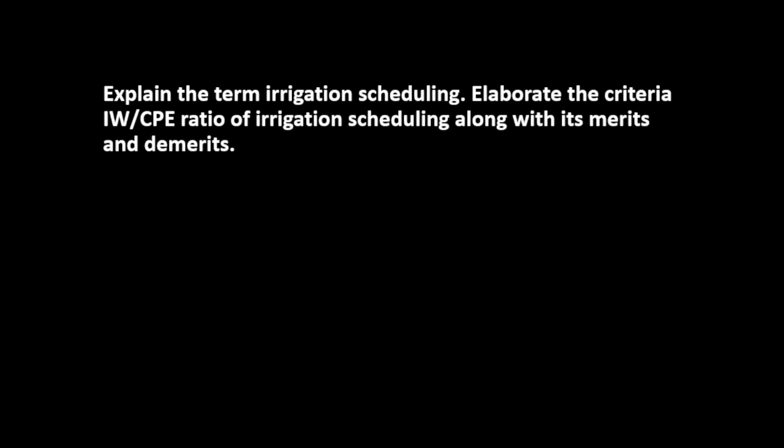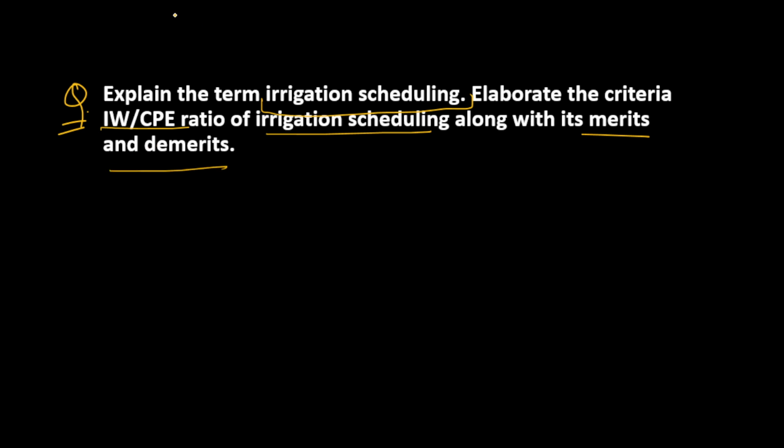So today we are going to discuss the next question of our agriculture optional answer writing practice series, in which we practice one question daily. And the question for today is: explain the term irrigation scheduling and elaborate the criteria of IW CPE ratio of irrigation scheduling along with its merits and demerits.